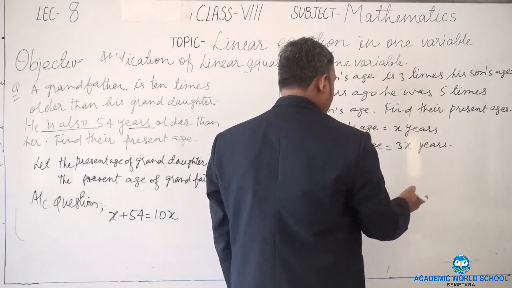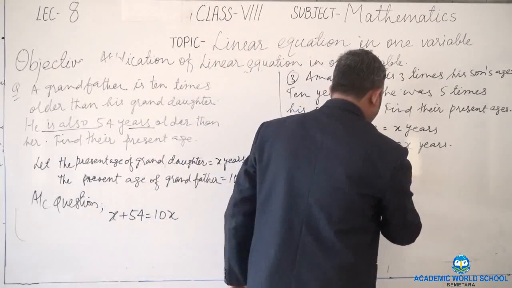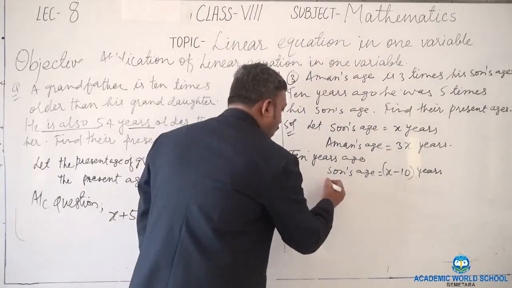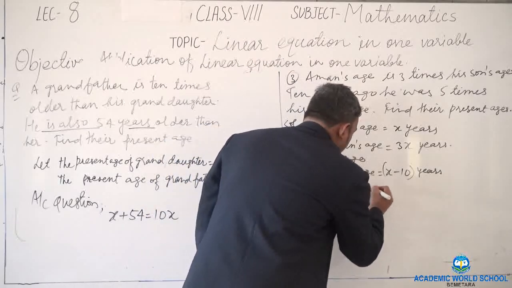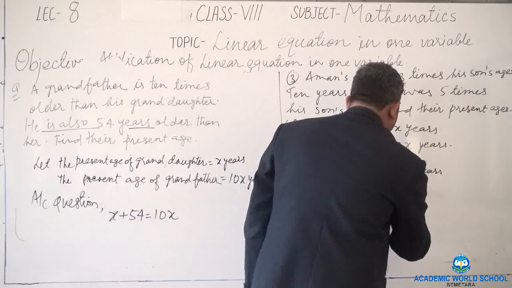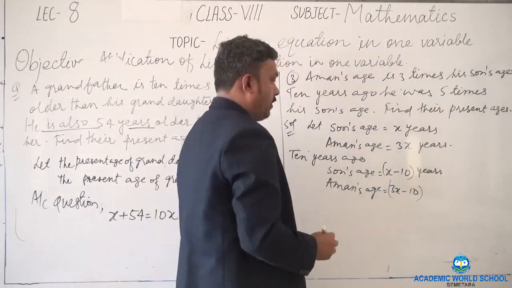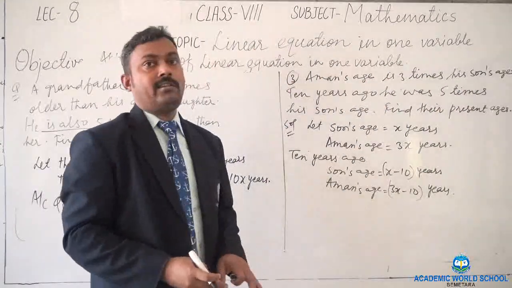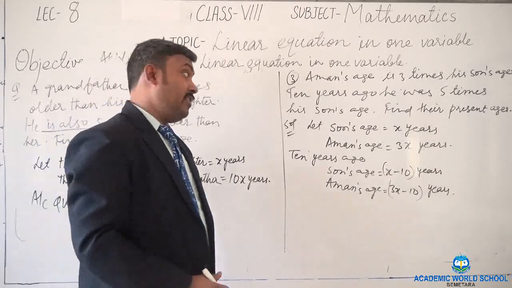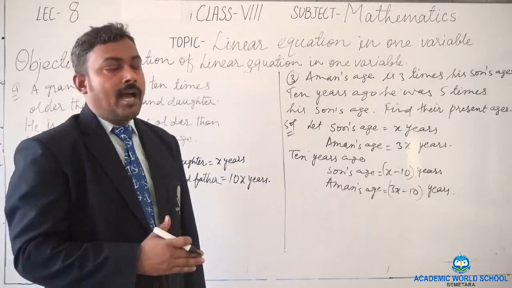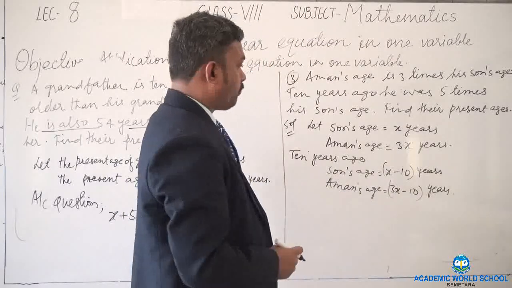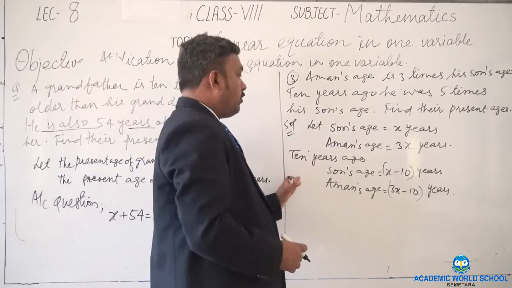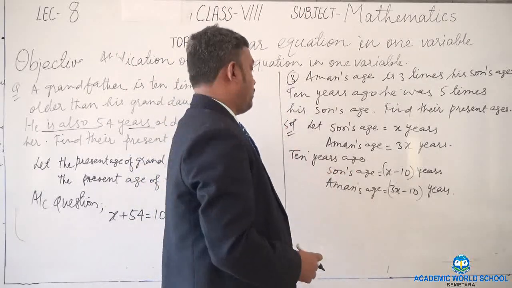The son's age 10 years ago, what will it be? x minus 10 years. Right. And Aman's age will be 3x minus 10 years. See, this thing I have already told: when there is a term above, we have to subtract, and when there is a term after, we have to add. Okay? So now we got the ages of the son and Aman 10 years ago.